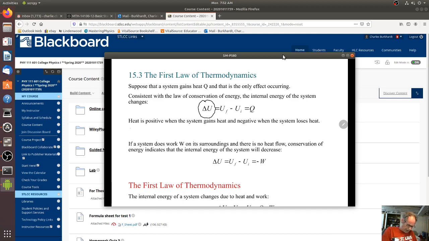Okay, heat is positive when the system gains heat. When you add heat to a system, that's going to be called positive, and when heat leaves the system, that's going to be called negative. These are the conventions. When I add heat to a system, I can change the internal energy. I can add heat to a bunch of atoms, and each one will pick up a little bit of that heat in the form of its kinetic energy.